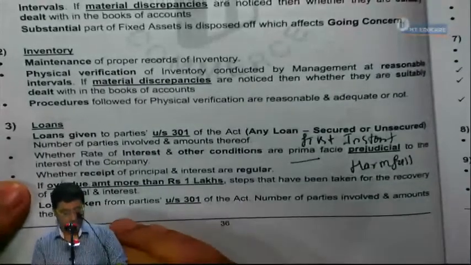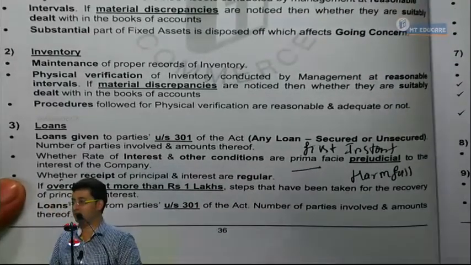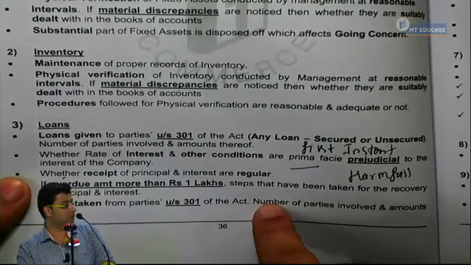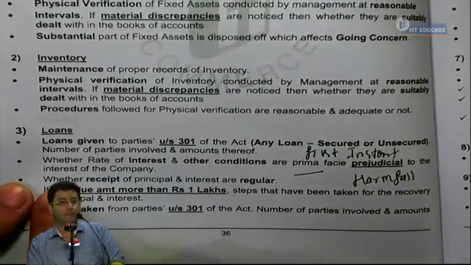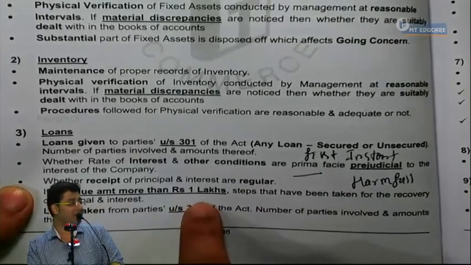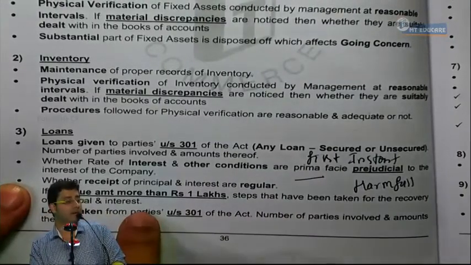So now, if the company has given a loan, see here, whether there is a receipt of principal and interest on a regular basis or not. If the director is a defaulter, an irregular person, write his name in the CARO report. Whether the amount which is overdue is exceeding 1 lakh rupees, more than 1 lakh rupees, then the company has to take immediate steps for its recovery, principal and interest both.